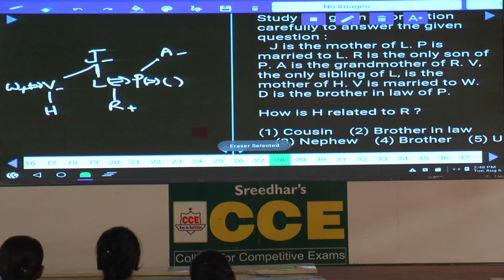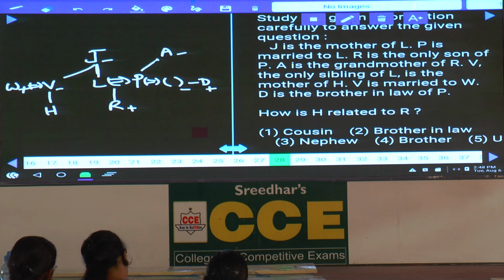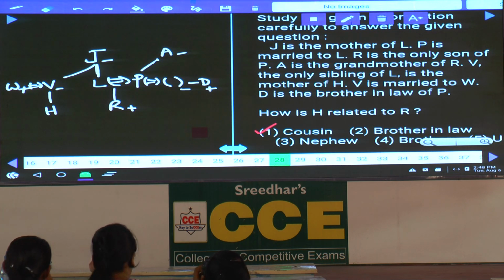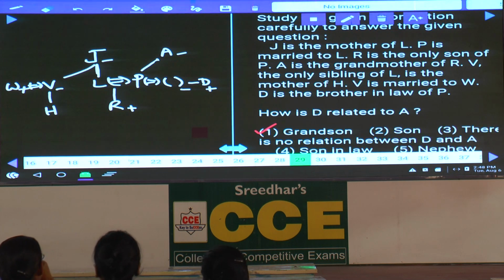Are you following this one or not? Now P's wife, and that person is D. D is the brother-in-law of P. Then, how is H related to R? Here, H and R are cousins to each other. Cousin. R's parent's sister, aunt, aunt's child is H, cousin.